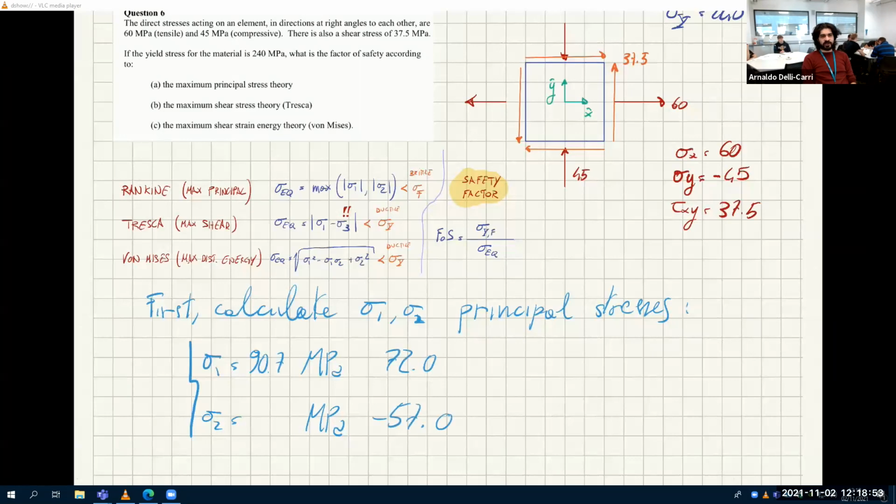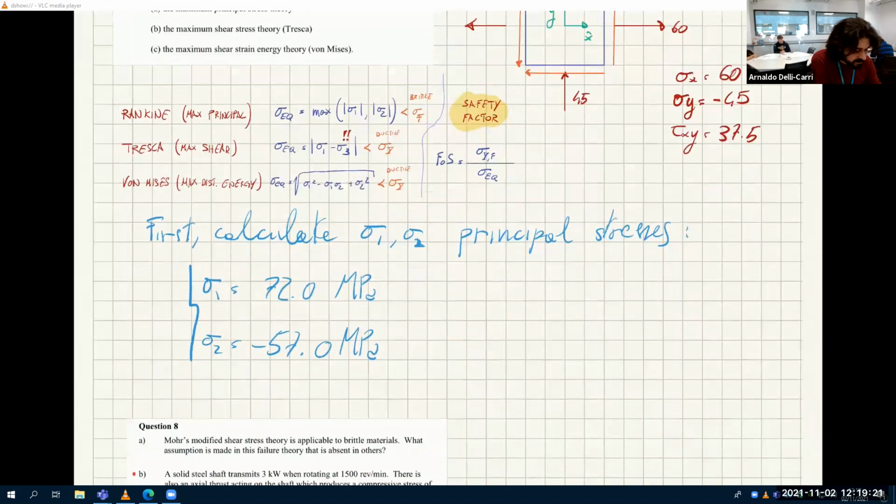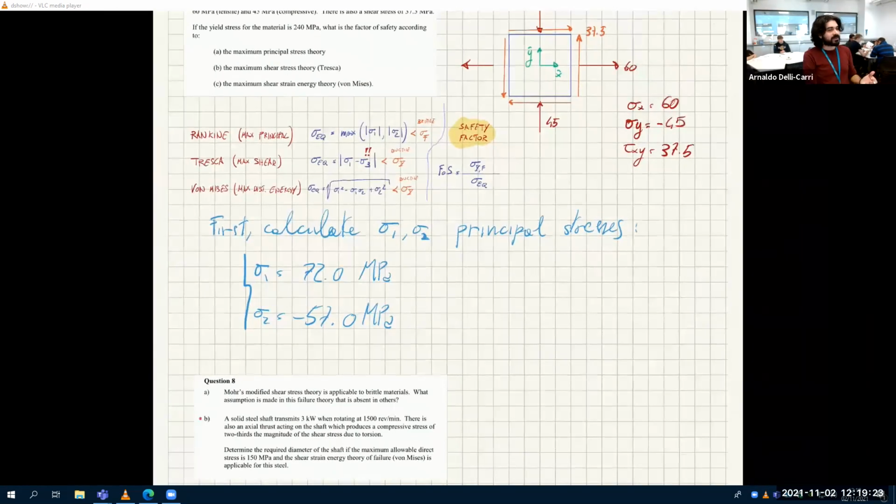Guys, it should be the same number for everyone. Do you agree? So it's 72 and minus 57. Marius, please re-look at your calculations. Okay. So sigma 1 is 72. Sigma 2 is minus 57.